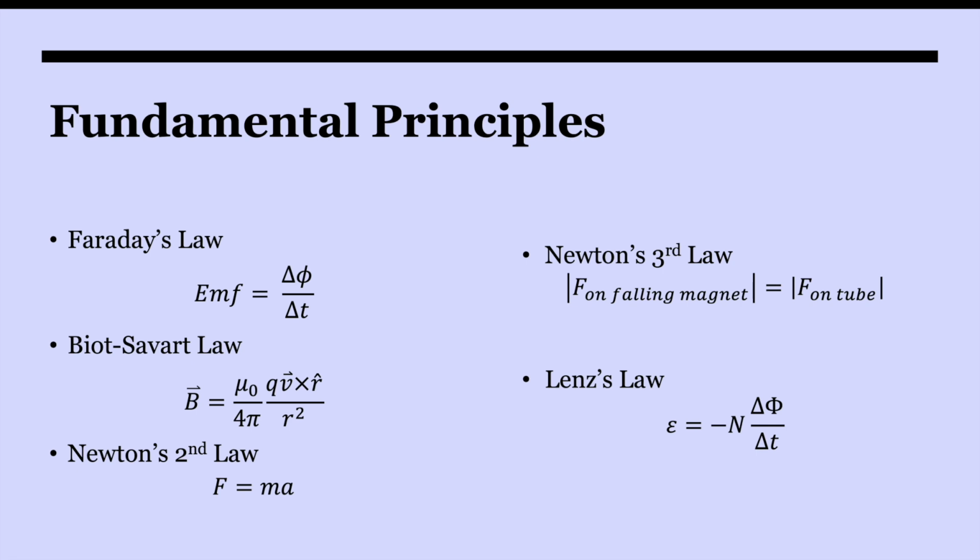So our fundamental principles in this lab are Faraday's law, which is that EMF is equal to dΦ/dt; the Biot-Savart law, which is that the B field is equal to μ0/4π times the charge times the cross product of velocity and r hat over r squared; and then Newton's second law, which is force equals mass times acceleration; Newton's third law, which is that the magnitude of the force on the falling magnet is equal to the magnitude of the force on the tube. And then finally Lenz's law, which is that epsilon is equal to negative N dΦ/dt.